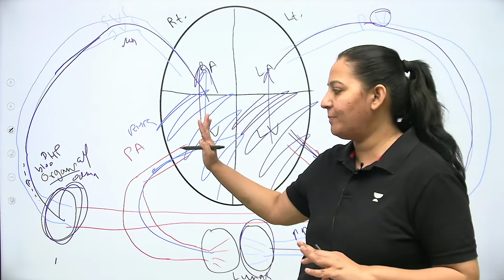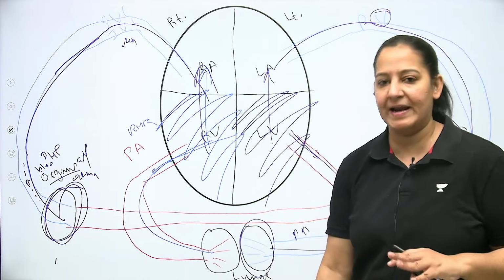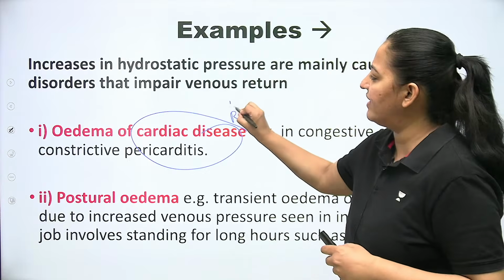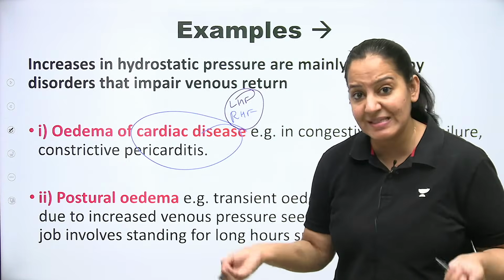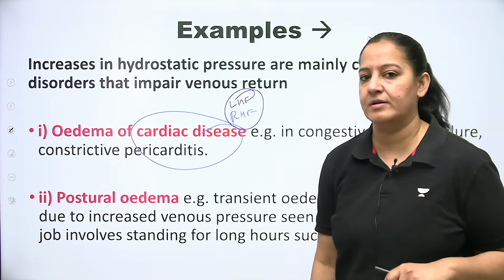So in right heart failure, the patient has edema of all organs. In left heart failure, the patient has pulmonary edema. That is the summary. Ultimately, edema in both heart failures, whether right heart failure or left heart failure, the reason for edema is increased blood. Increased blood means increased hydrostatic pressure. So increased hydrostatic pressure leads to edema in heart failure. So that is the thing.